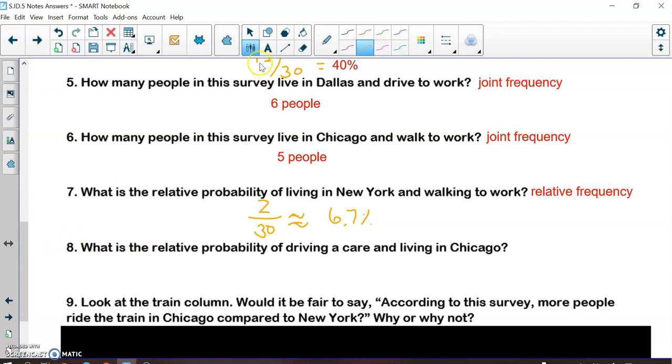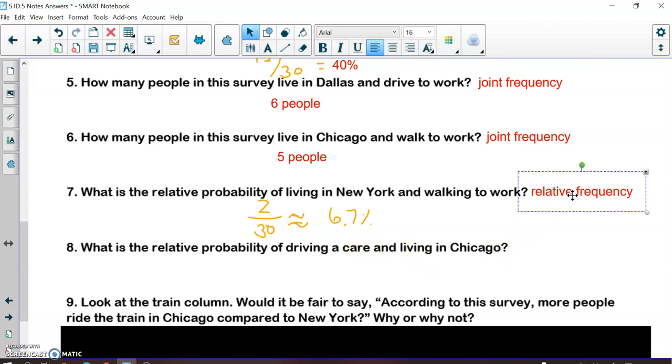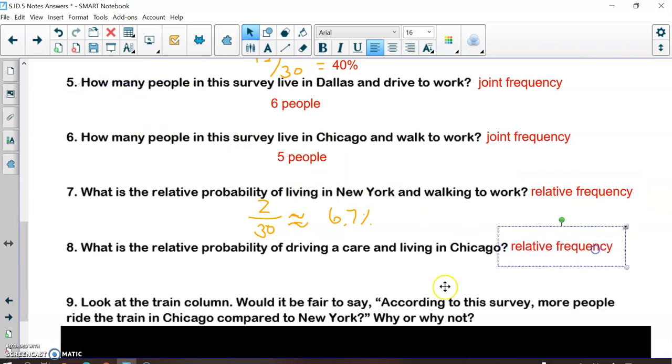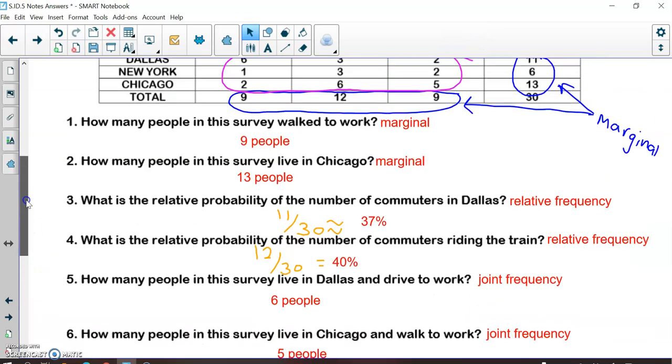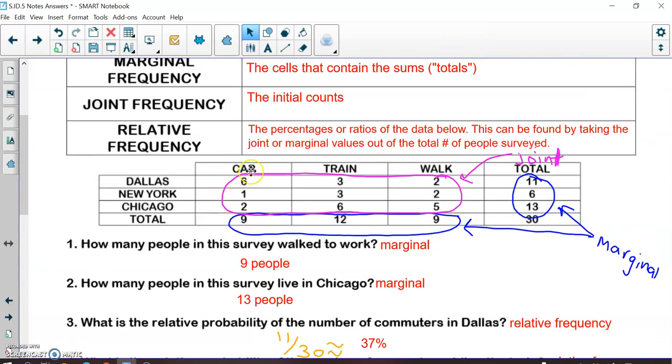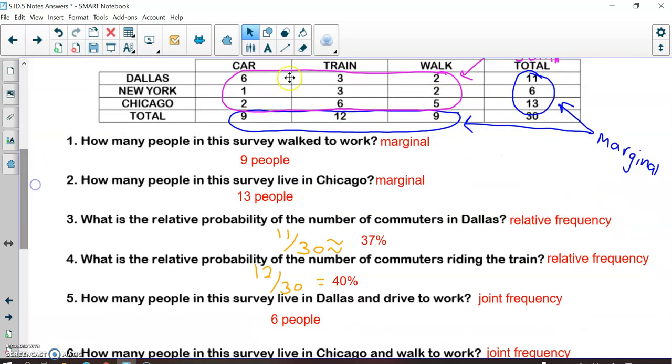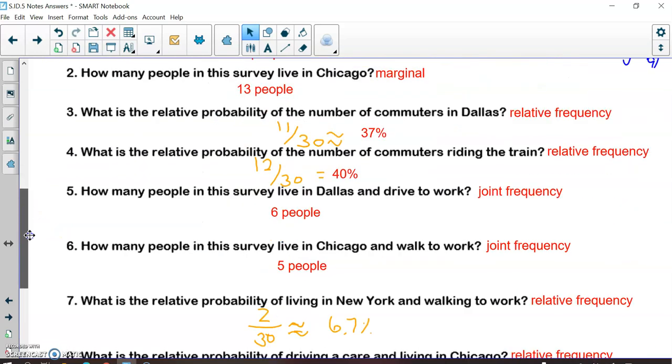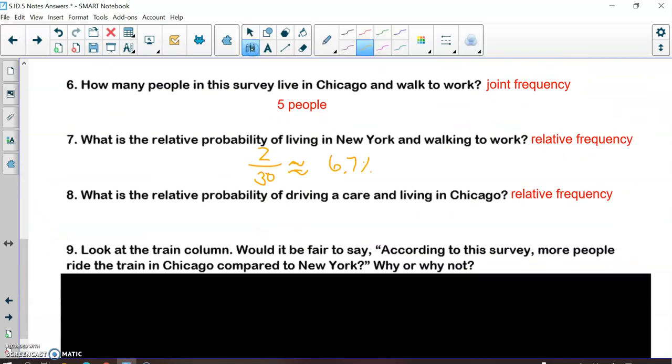And then what is the relative probability of driving, this should say a car, and living in Chicago? So again, we're doing relative frequency here. Driving a car and living in Chicago, so I look at the car, and the number of people that drive a car and live in Chicago is 2. So, that's 2 out of the 30 people that were surveyed. So actually we already did that in our calculator in number 7. It's going to be the same exact probability here. 2 out of 30 gives us about 6.7%.